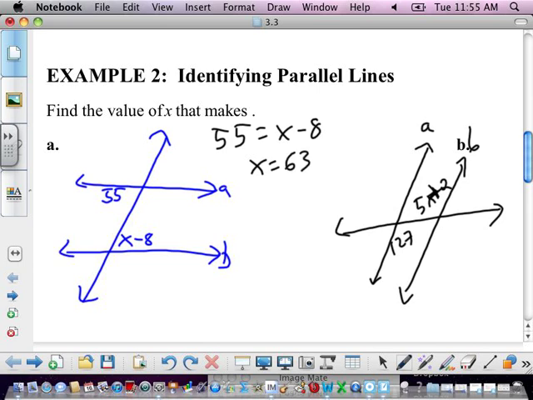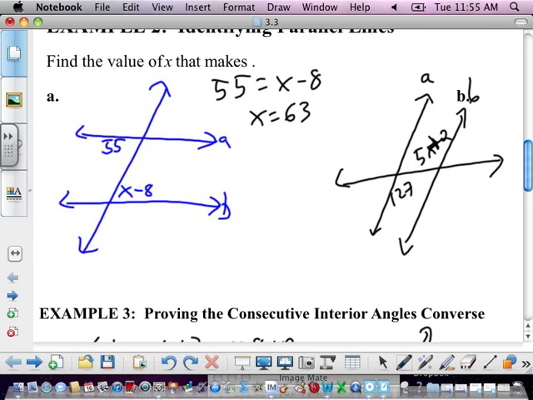Okay, what are these two angles to each other for B? They're alternate interior angles, so they are congruent. 127 equals 5x plus 2. Subtract 2. 125 equals 5x. So x equals 25.